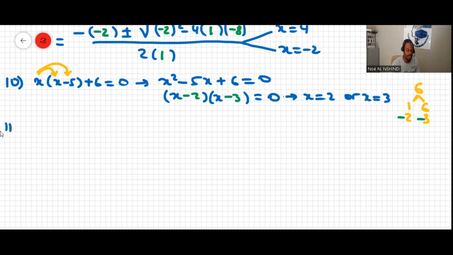You can do question 11, which is 3x squared minus 5x minus 2 equals 0. Now in this case here, we have a leading coefficient which is different than 1. So what we do in this case, we can use the quadratic formula or we can factorize.